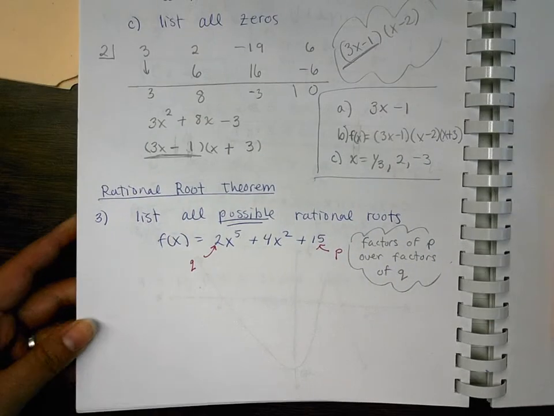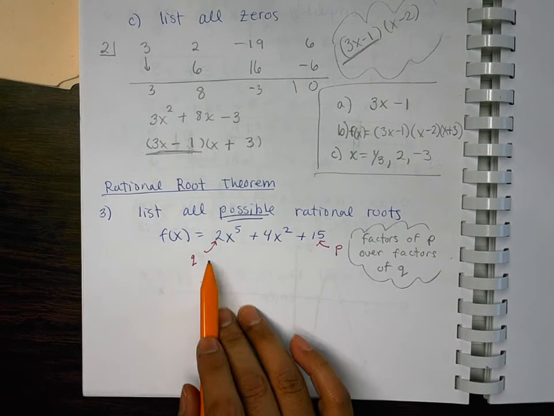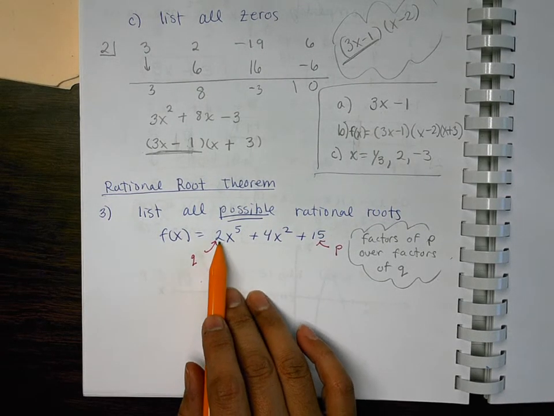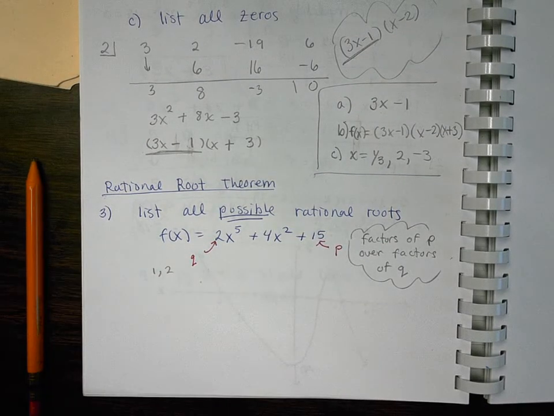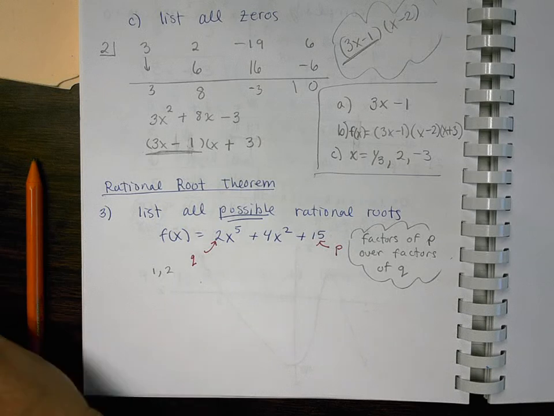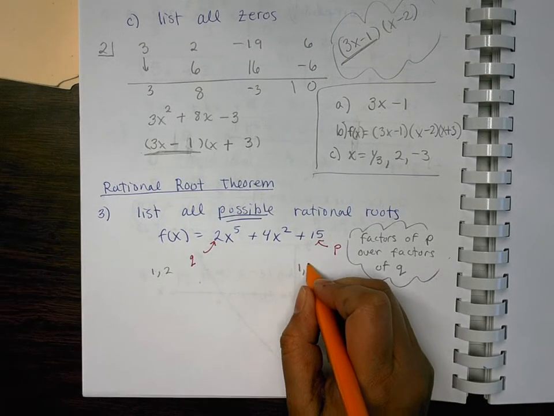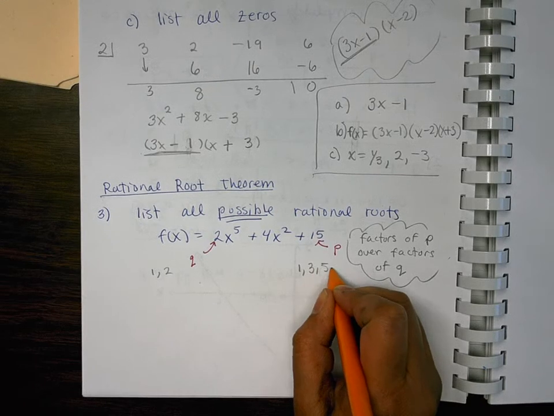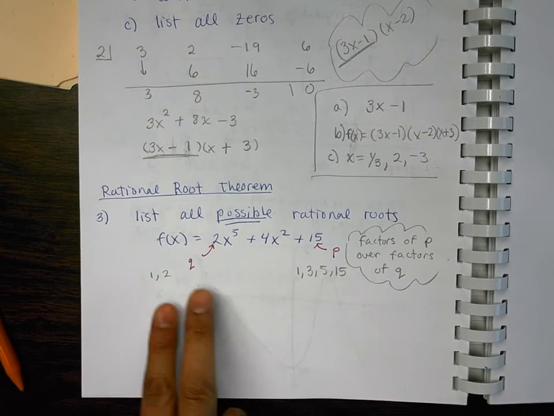We're going to find the factors of P and the factors of Q. Let's work with this one first because it comes first. What are the factors of 2 in order? 1 and 2. What are the factors of 15 in order? 1, 3, 5, and 15. All right. Factors of P over factors of Q.